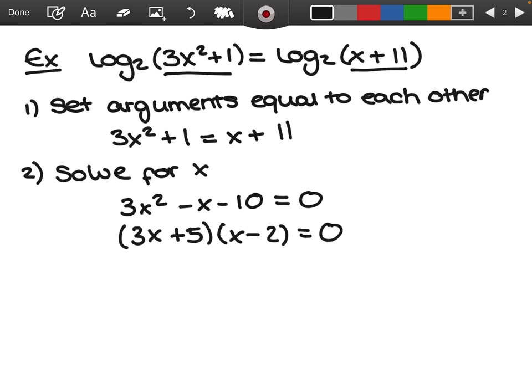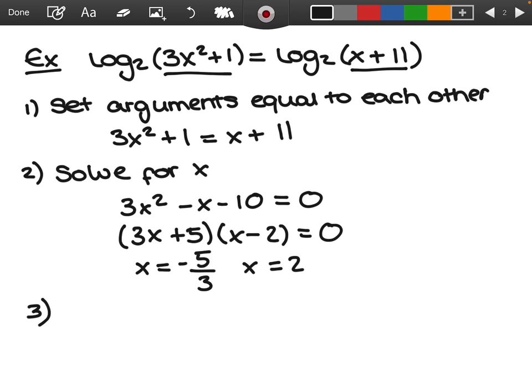I would give you something easy to factor if you're doing this in an exam. This would be more of a homework problem, which may take you slightly longer to factor it. Once we've got that, we solve for x, so we get the two possible values for x are x is equal to negative 5 over 3 or x is equal to 2.